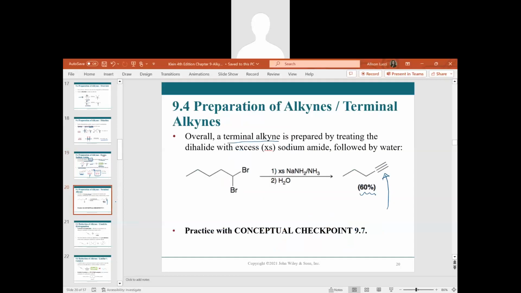So we treat our dihalide with excess, which is commonly abbreviated in parentheses or just by using the word excess, like we see here, sodium amide in ammonia, and then a water acid workup as our second step. So we have two steps here. The two eliminations occur simultaneously in the first step, along with deprotonation to form the alkynide ion, and then step 2, our acid workup, protonates to give our terminal alkyne.